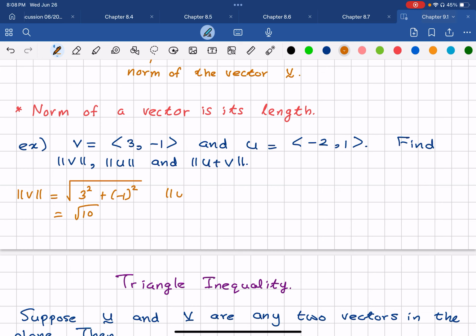What is the norm of vector u? That would be a square root of negative 2 square plus 1 square, and we would get a square root of 5.